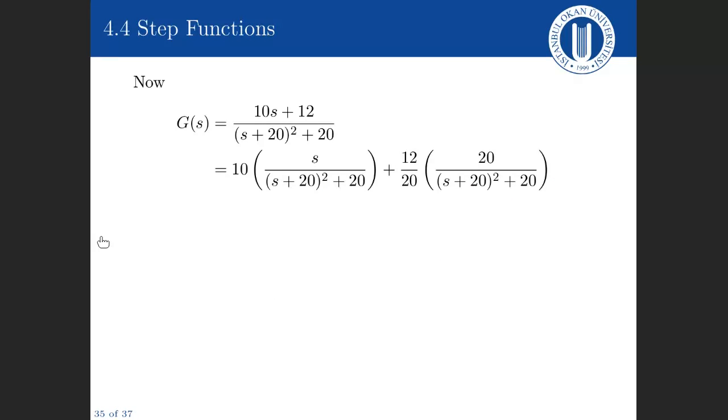Now that we've completed our square, we can calculate the inverse Laplace transform. And I'm choosing to break capital G up like this. 10 multiplied by this function, plus 12 divided by 20 multiplied by this function. Why did I do 12 divided by 20 outside and 20 inside? So that we end up with a function on the table of Laplace transforms.